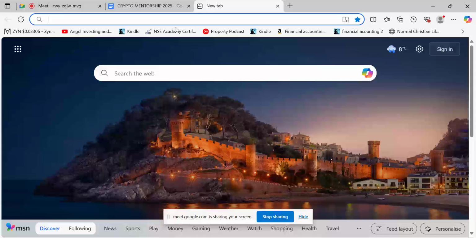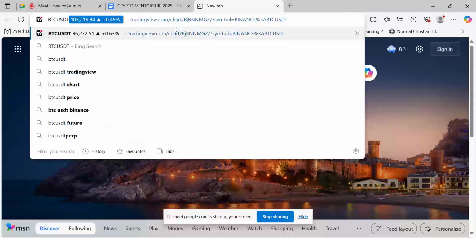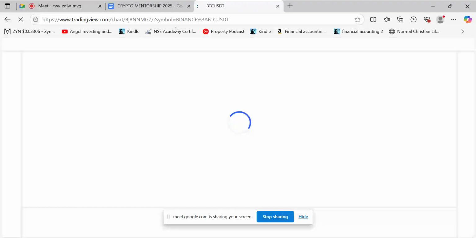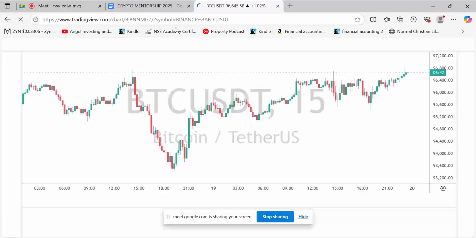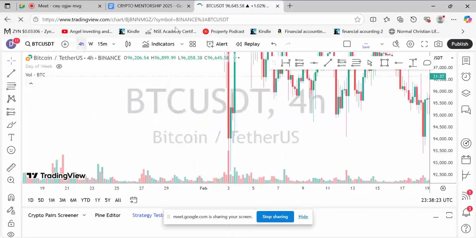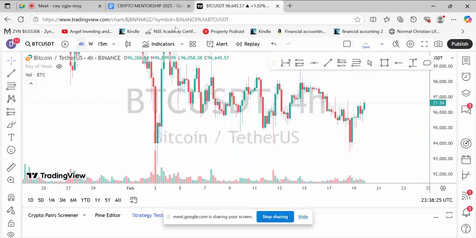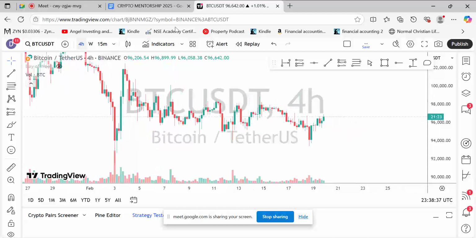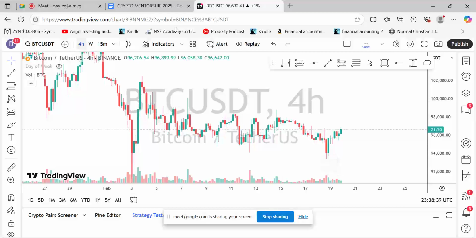So let's take BTC USDT. Let's take Bitcoin. Good. So now this is Bitcoin, and then let's take 4 hour. So now I'm going to show you. From what I'm seeing here, I know that Bitcoin is going to continue rising. The market is going to rise in the next few days ahead.